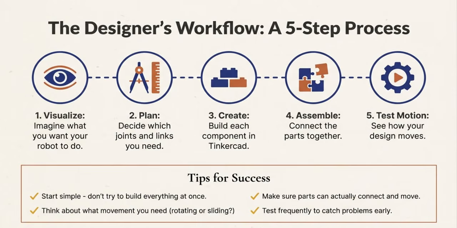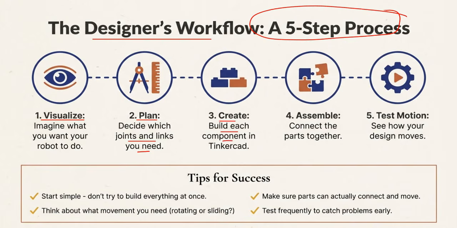Okay, let's now talk about the designer's workflow, which is a 5-step process. The first is to visualize. That's very important. You have to imagine what you want your robot to do. Next is the planning stage. You have to decide which joints and links you need. After that, you start creating. You build each component in Tinkercad. And then try to assemble, connect the parts together. And then finally you can test the motion. See how your design moves.